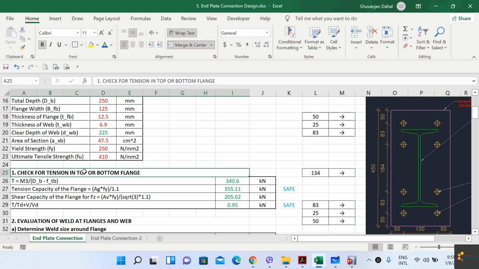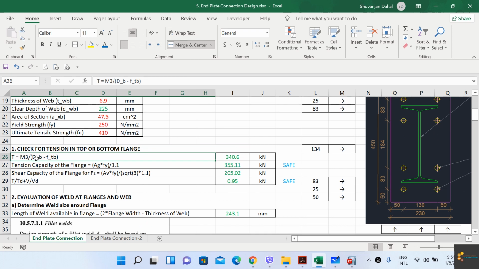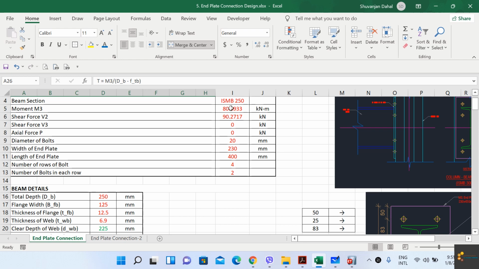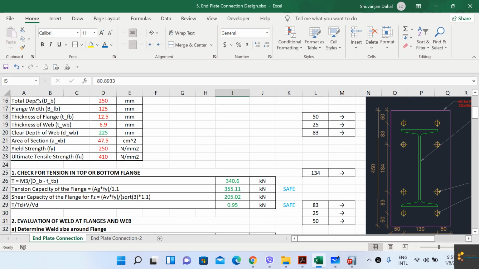Let's check for tension in top or bottom flange. The tension is given by this formula here, M3, that means the moment that is coming on our connection, 80.8933, divided by the total depth minus the thickness of flange. You will get our tension to be 340.6 kilonewton. Now let's find the tension capacity of the flange. This is the actual tension that is coming onto our flange, whereas our tension capacity is given by the gross area into yield stress divided by 1.1. So how do you find gross area? D17 into D18, that means flange width into thickness of flange, and then Fy will be 250. You will get the tension capacity to be 355.11 kilonewton. So this tension capacity is greater than the tension coming onto our flange, so it's okay, the flange is safe.